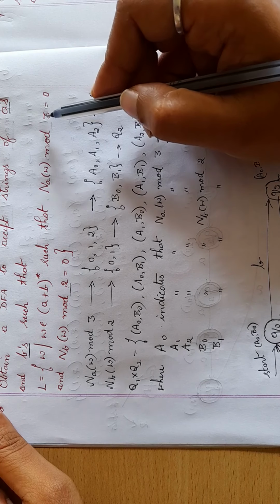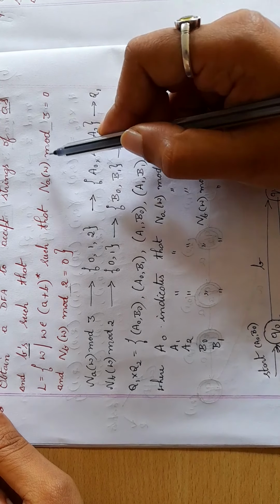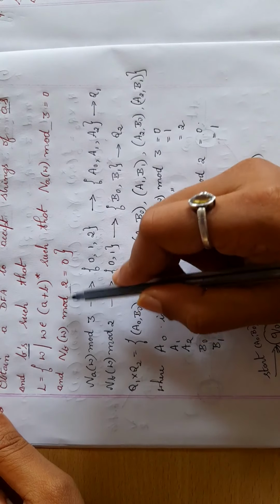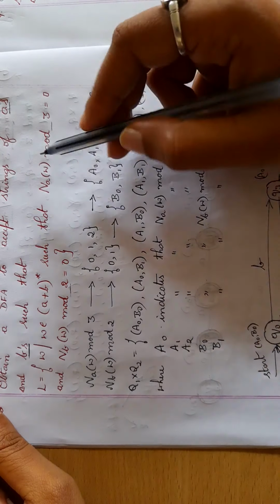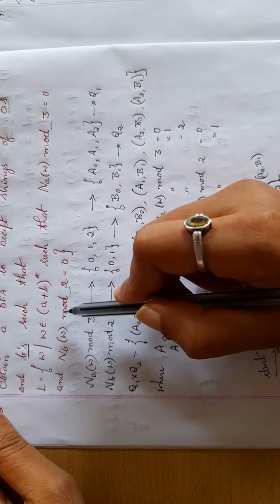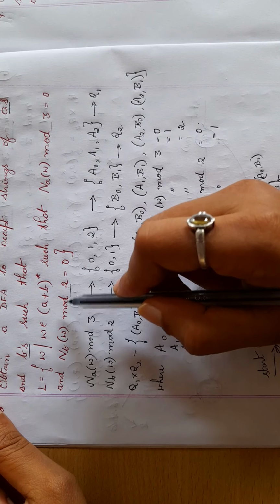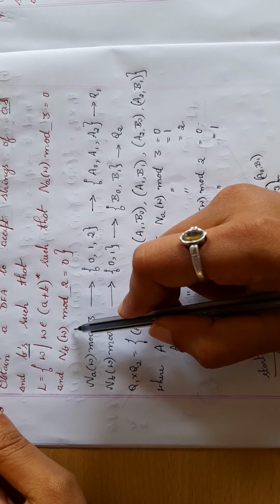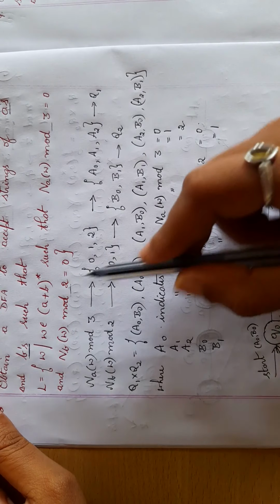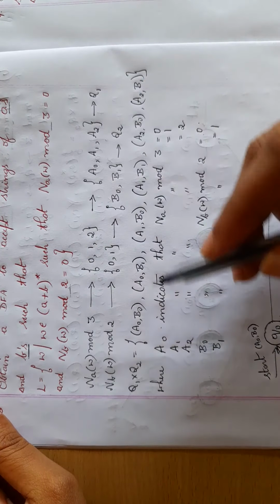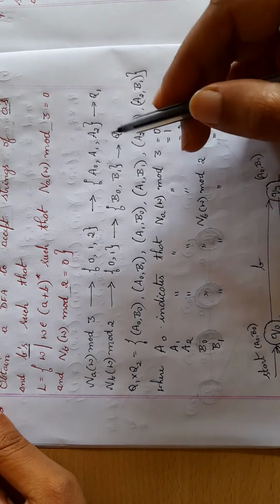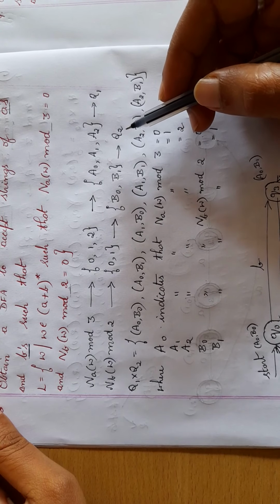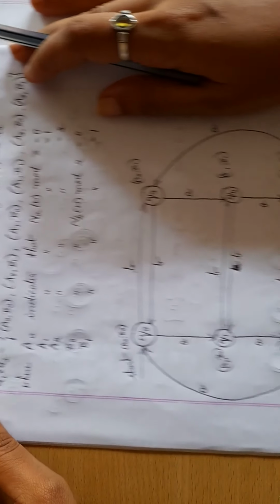Or I can have 6 A's. 6 mod 3 is 0, right? So I can have 6 A's and then 2 B's. What about 4? 4 mod 2 is 0. So I can have 6 A's and then 4 B's. While having this, I can have any combination: only A's, only B's, combinations of A and B, and so on. So you're done with the DFA.